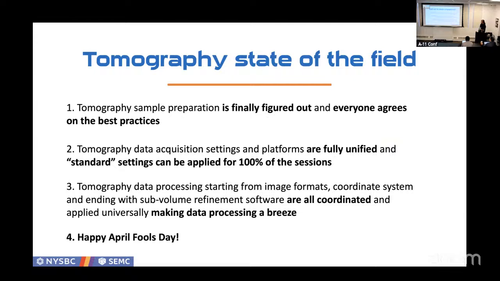So this is not true, but this is the dream, right? And some of these things cannot be really achieved in tomography just because the way you set up the instruments, the way you prepare the sample will influence what you get in the end.